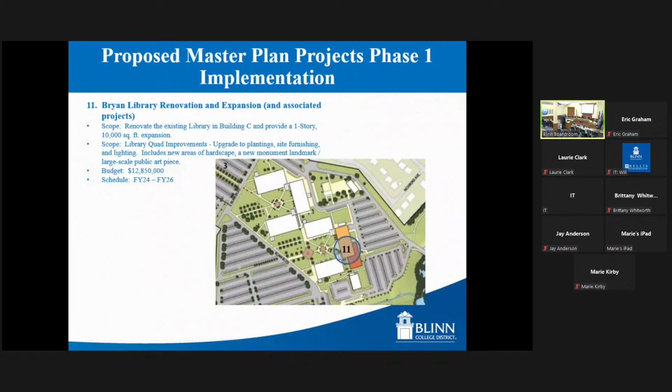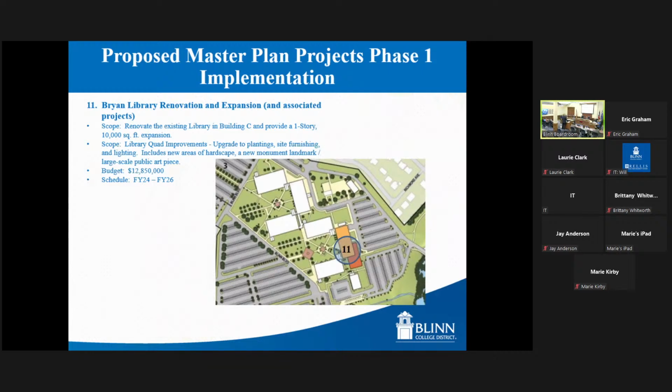Moving on to project number 11, we go back to the Bryan campus now. This is our Bryan Library renovation and expansion, as well as associated projects. This would be renovation of the existing library in Building C, as well as providing a one-story, 10,000 square foot expansion. This would also include the library quad improvements, which would include upgrades to planting, some site furnishings, lighting, and an area for hardscape and possibly a new monument landmark. The budget for this is $12.85 million. We would look to perform this in the FY 24-26 timeframe.